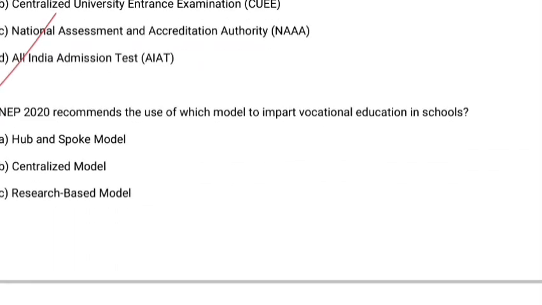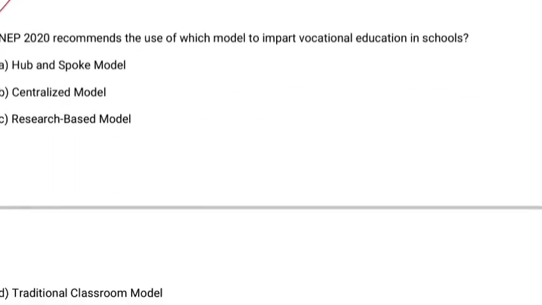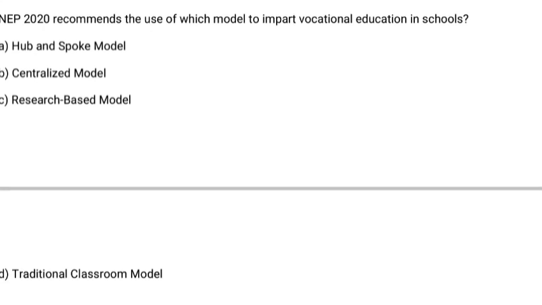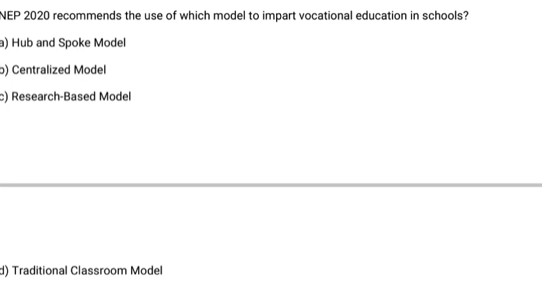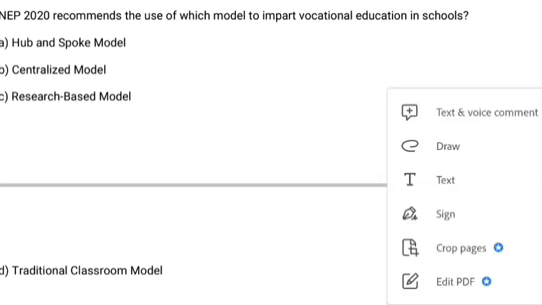NEP 2020 recommends the use of which model to impart vocational education in schools? Hub and spoke model, centralized model, research-based model, traditional classroom model. It will be 23, that is B, centralized model.